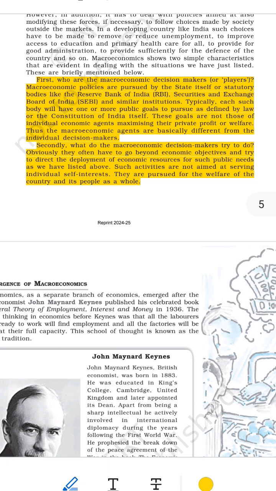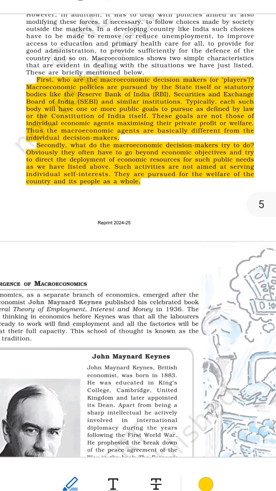2. Who makes the big decisions in macroeconomics? These are called macroeconomic decision makers or players. They are not normal people like you and me. They are big, important bodies like: A. The government. They make rules. They collect taxes. They decide how to spend money on hospitals, roads, schools, etc. B. The Reserve Bank of India, RBI.